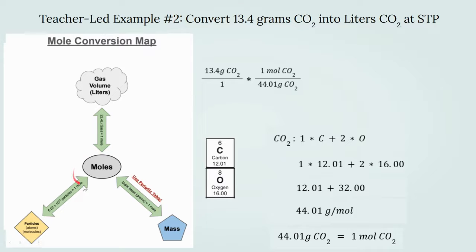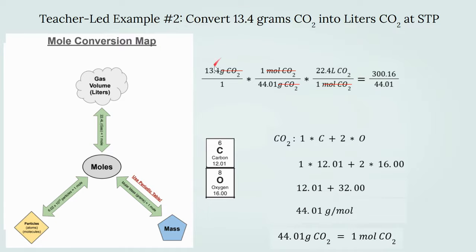Now, if we head back to our map, we are at moles right now. We need to convert to gas volume in liters. So let's use that relationship of a gas to a mole. 1 mole equals 22.4 liters of a gas. Set it up in your dimensional analysis so that 1 mole is in the denominator, so that it will cancel. And 22.4 liters is in the numerator. That's what we're looking for. Cancel out your grams, cancel out your moles, and we're left with liters.